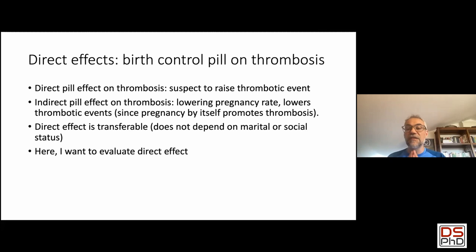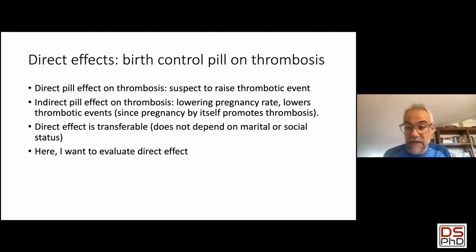So what do I mean to consider here? What I really mean to consider is the direct effect because it's transferable, because it does not depend on the marital or social status. I want to understand the direct effect because the indirect effect is difficult to transfer to another population. So here, what I want to evaluate is the direct effect, the effect made by and only by the arrow pointing from pill to thrombosis. I know perfectly that I can't calculate this with a do operation because a do operation would consider even the indirect pathway, the one passing through lowering pregnancy rate. And this is something that I want to rip off from the calculation. So here I want to evaluate the direct effect.